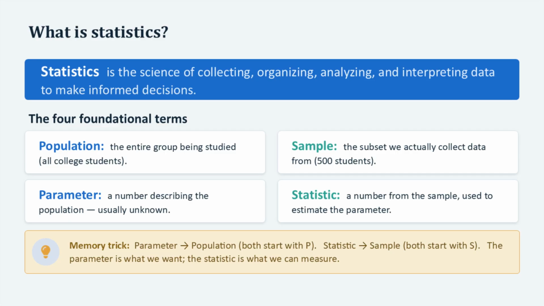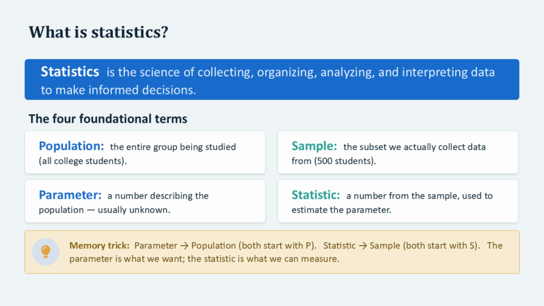Now, to talk about any of this, we need 4 important words. And these 4 words are going to come up again and again throughout the course, so let's really get them down. Let's start with population. When statisticians say population, we don't necessarily mean the population of a country or a city. We simply mean the entire group we're interested in studying. For example, if I'm studying students here at AVC, my population might be every student currently enrolled at the college.